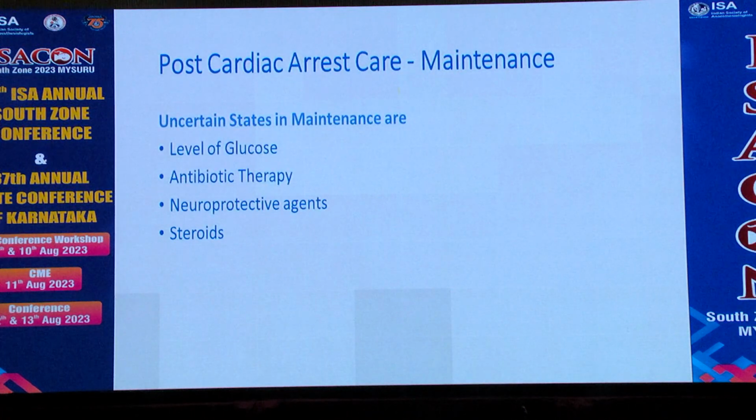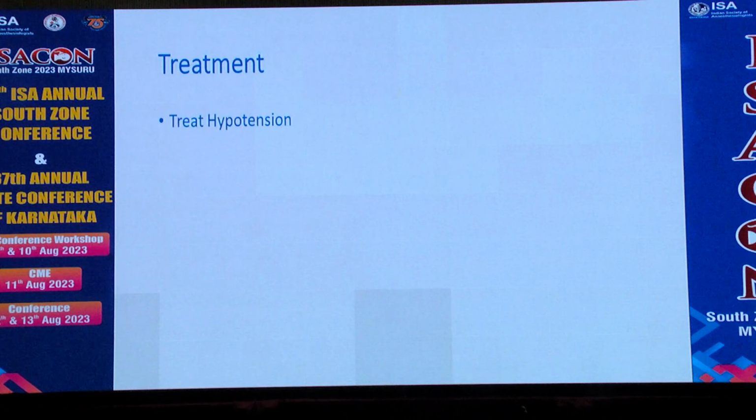And the uncertain statements, that is during the maintenance phase of the management, is the level of the blood glucose. Usually we keep the level of the blood glucose at 150 to 180 in the perioperative period as well as in the peri-arrest period. And the antibiotic therapy, neuroprotective agents, and steroids all have no clear definition of the recovery treatment or the effect of treatment.